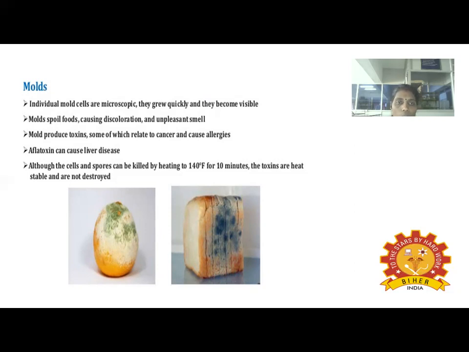Although the cells and spores can be killed by heating to 140 degrees Fahrenheit for 10 minutes, the toxins are heat stable and are not destroyed. Okay, the mold produces toxins, some of which relate to cancer and cause allergies. So that much adverse effect to the human being. The aflatoxin can cause liver diseases, and although the cells and spores can be killed by heating 140 Fahrenheit for 10 minutes, the toxins are heat stable and are not destroyed.